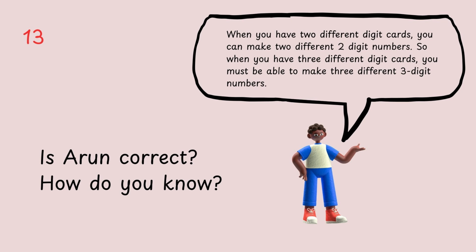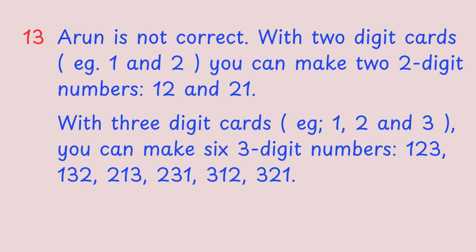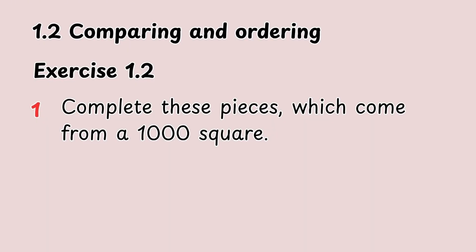Question 13. When you have 2 different digit cards, you can make 2 different 2-digit numbers. So when you have 3 different digit cards, you must be able to make 3 different 3-digit numbers. So is Aaron correct? How do you know? Aaron is not correct. With 2 digit cards, for example 1 and 2, you can make 2-digit numbers 12 and 21. With 3 digit cards, for example 1, 2, and 3, you can make 6 3-digit numbers: 123, 132, 213, 231, 312, and 321.